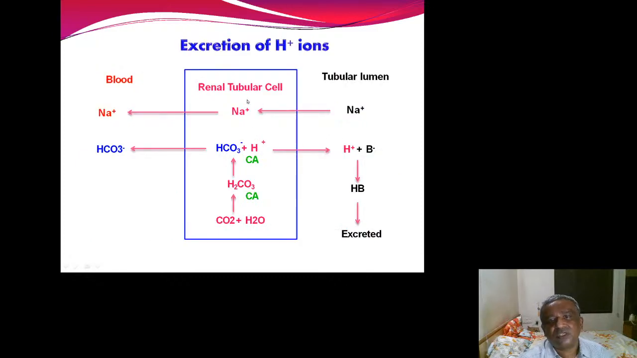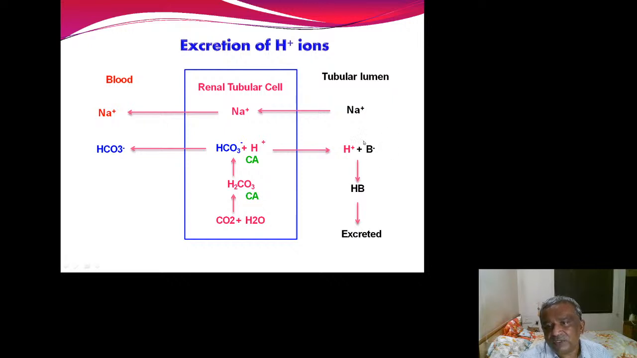So again, we see this figure. The CO2 plus H2O in the presence of carbonic anhydrase makes the H2CO3 in the renal tubular cell. This dissociates to H plus and HCO3 minus. HCO3 minus goes to the blood and it is retained. The H plus goes into the tubular lumen.